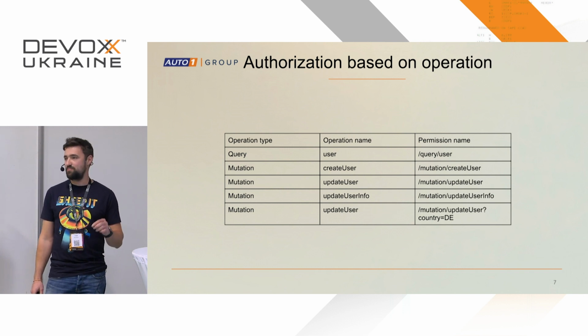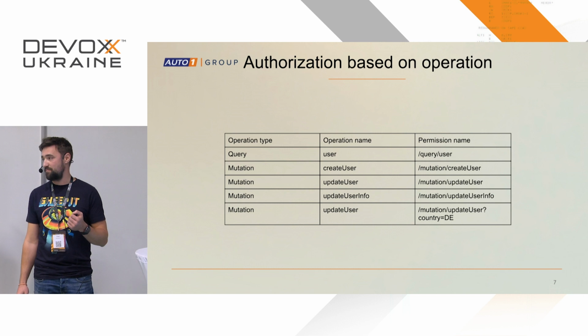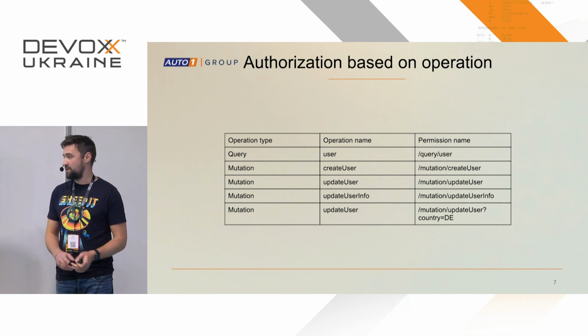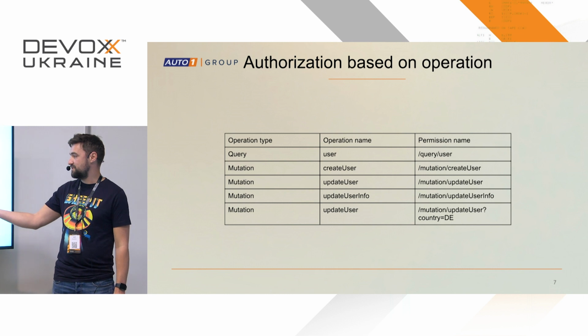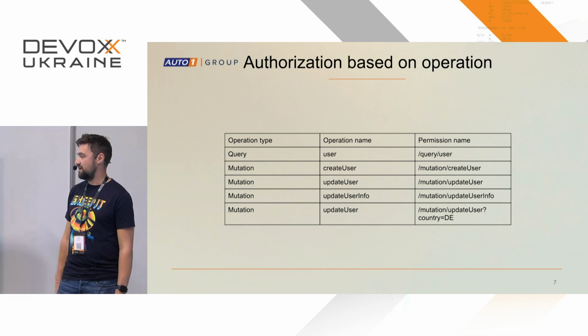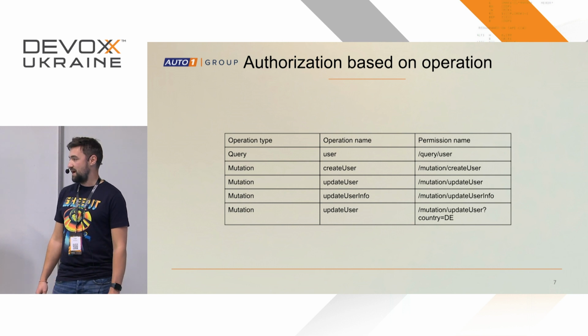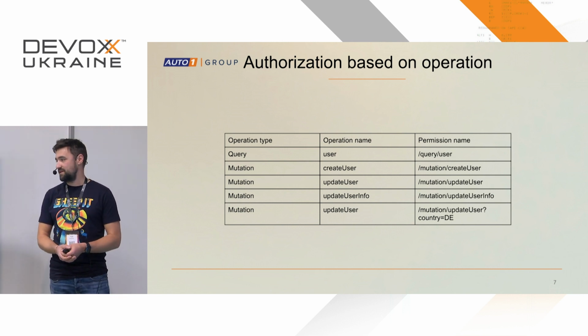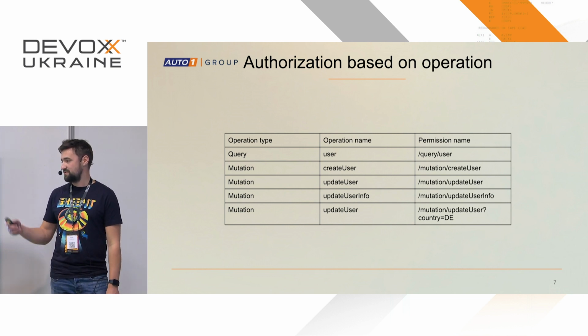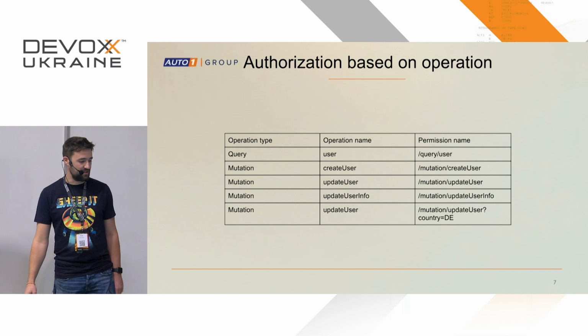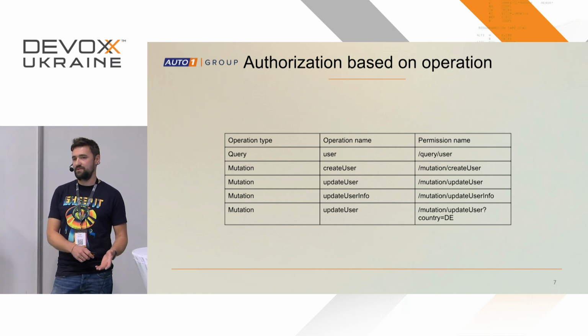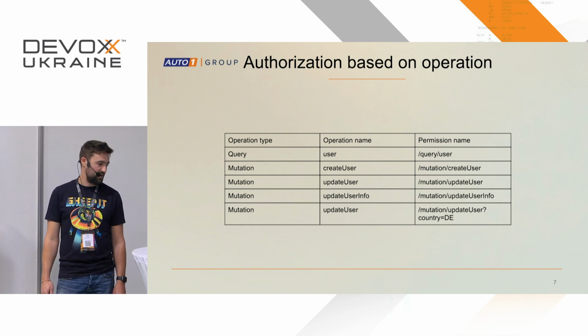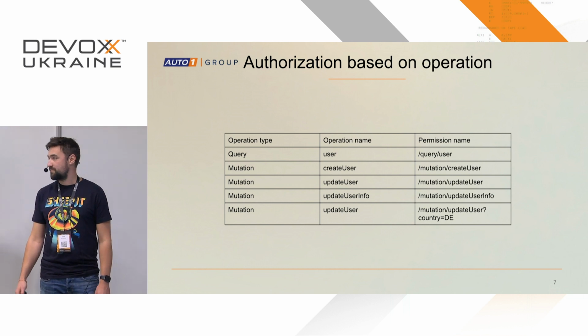So for the same example, where we want to update the user, we can create a mutation, and the permission is quite simple. So mutation, update user, and that's actually what we store in the permission database. And when we go deeper to the country, we used a kind of URI-like schema for this. So that's mutation, update user, and then after the query, like query params, there is country equals DE. So if the user has this permission, he can update only in Germany. And same for departments, so we can extend this permission layer as much as we want.